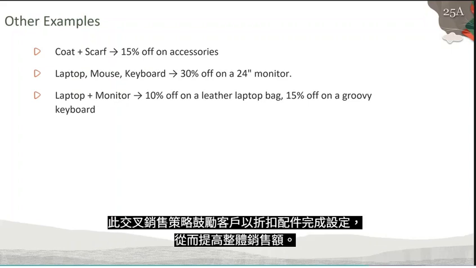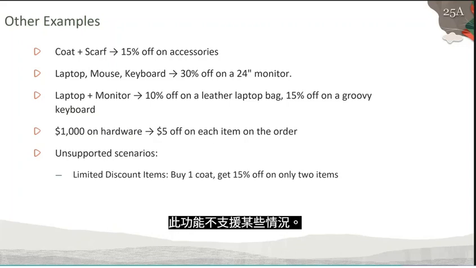There are a few scenarios that are not supported for this feature. Buy one coat, get 15% off on only two items from the accessories category. This feature does not support limiting the discount to 5 items. Get 60% off for every 2 pens purchased. Discounts do not multiply. Buying 4 pens will not result in a 120% discount on the books.